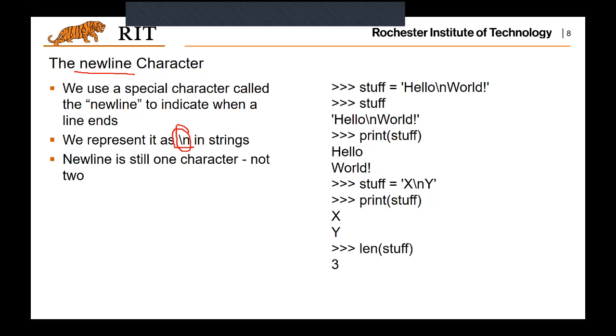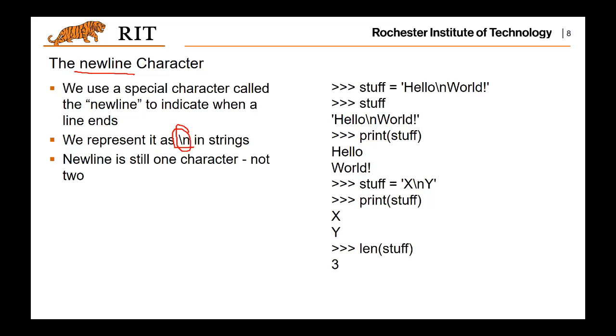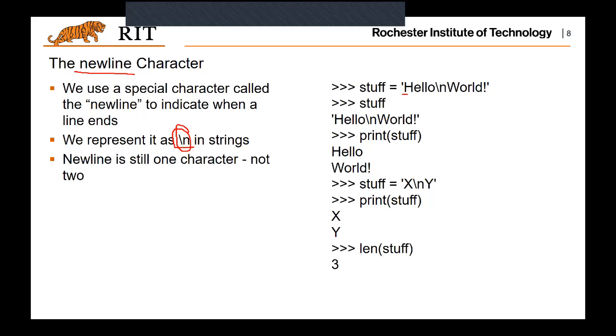And if you have this new line character in the string, what you will see is it will start a new line. For example, if you have a string like this, hello, \n world, and if you want to print it out, it turns out the print function will take this \n and print hello first, and then start a new line, print world, and exclamation mark. All right.